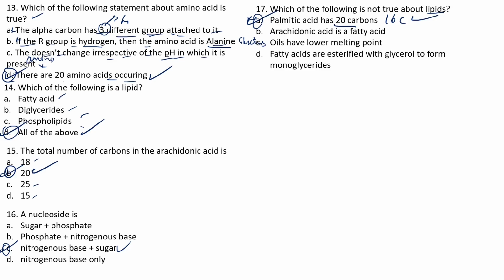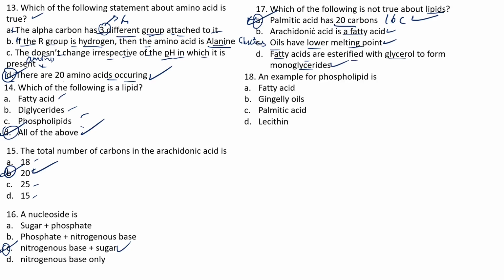But let us check the other three options also. Arachidonic acid is a fatty acid, oils have a lower melting point, and fatty acids are esterified with glycerol to form monoglycerides. Exactly, statement D is also true, C is also true, and arachidonic acid is a fatty acid, a polyunsaturated fatty acid. So B, C, D are actually true statements, but statement A, that palmitic acid has 20 carbons, is wrong, since it should have 16 carbons, right? So hence A is our not true statement and the right answer for this question.